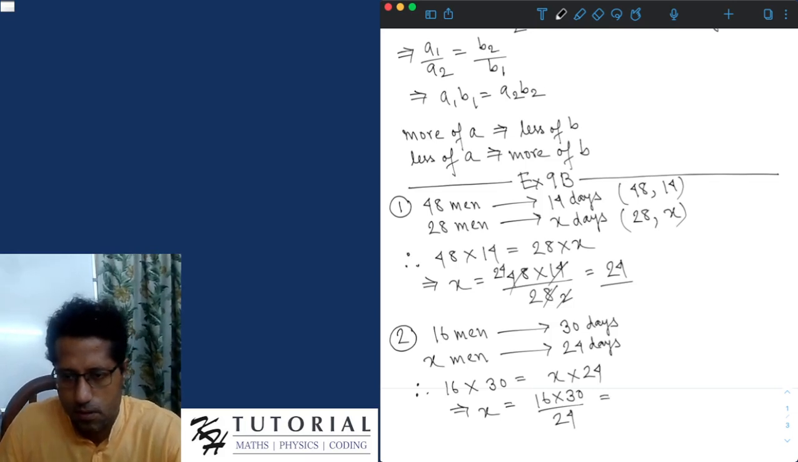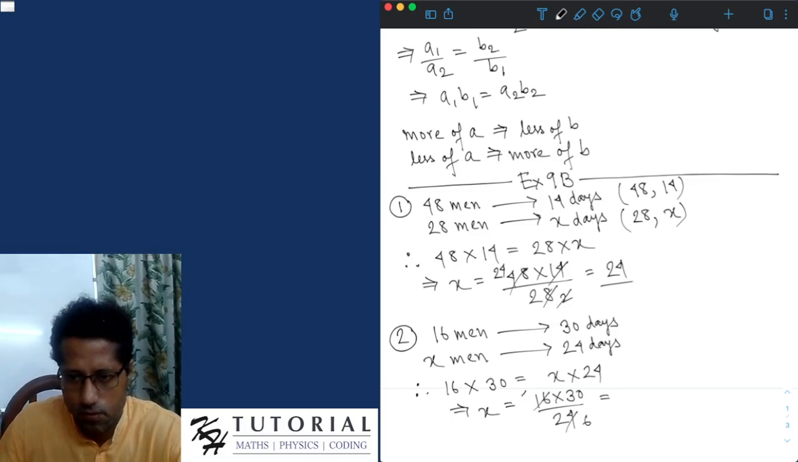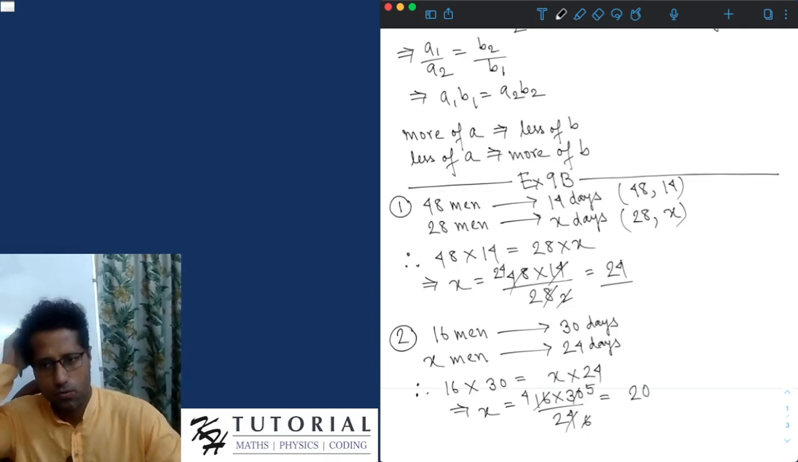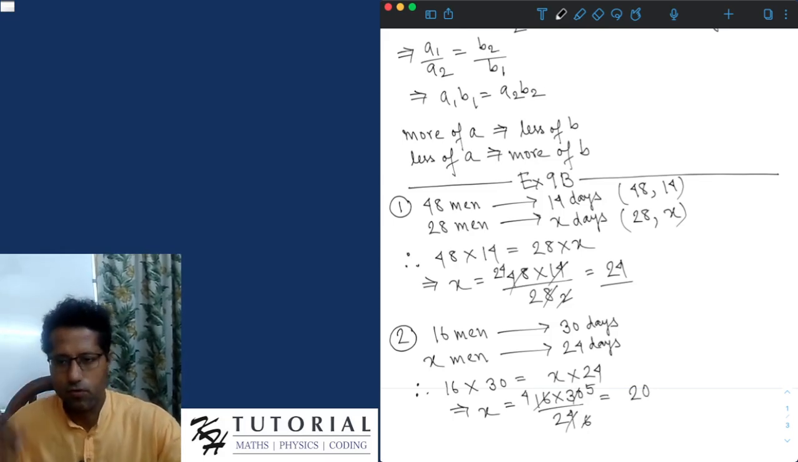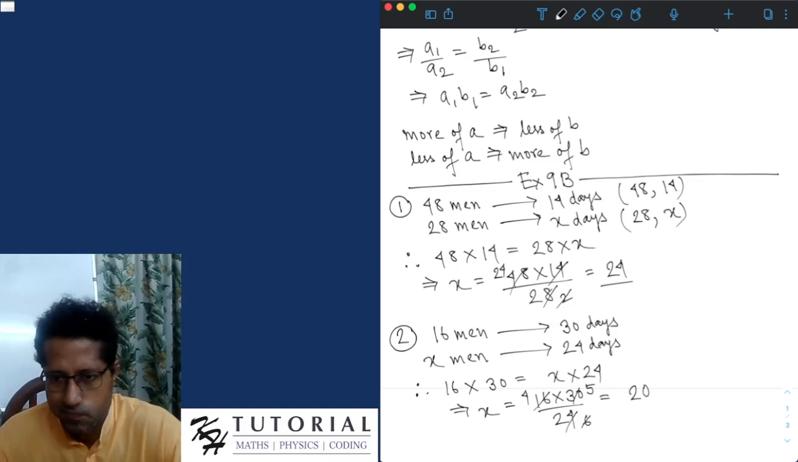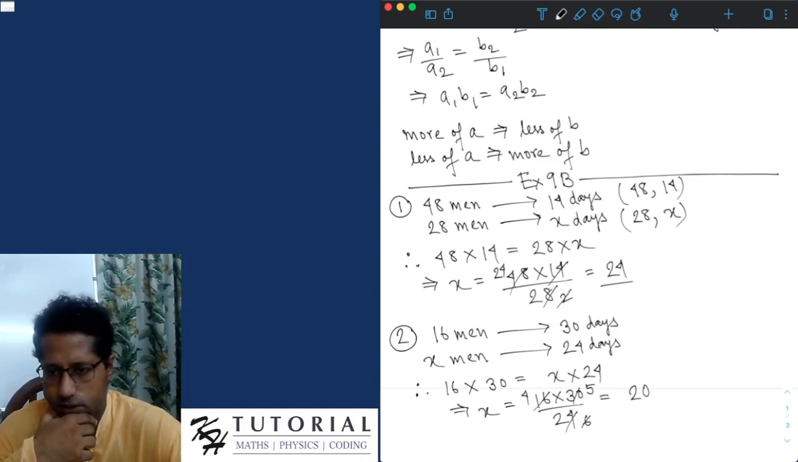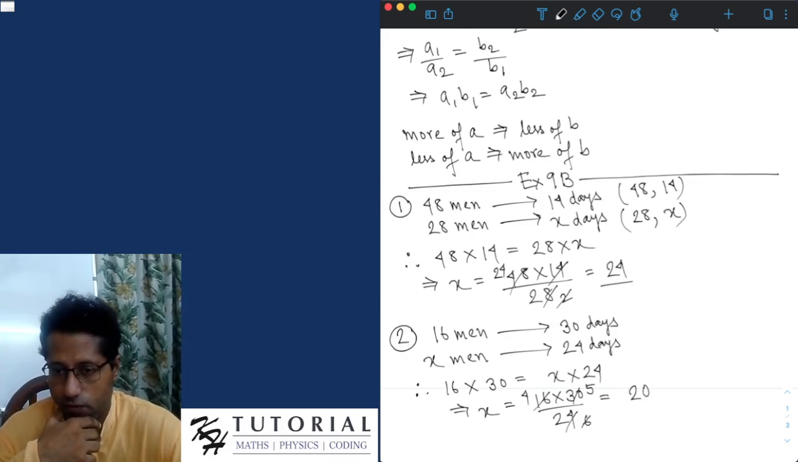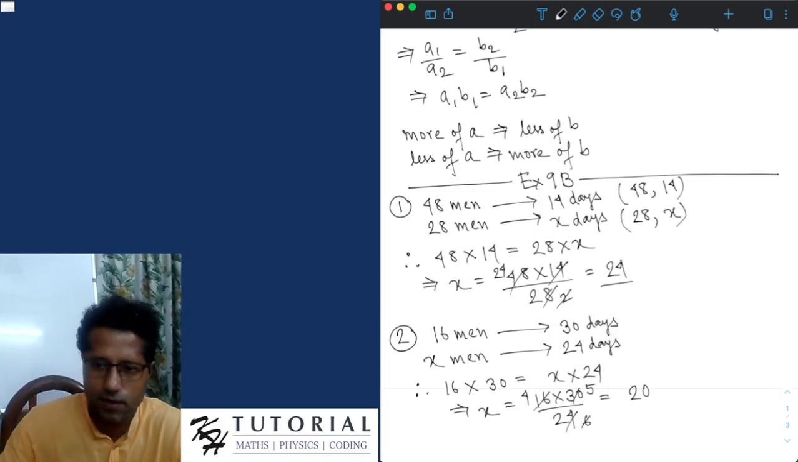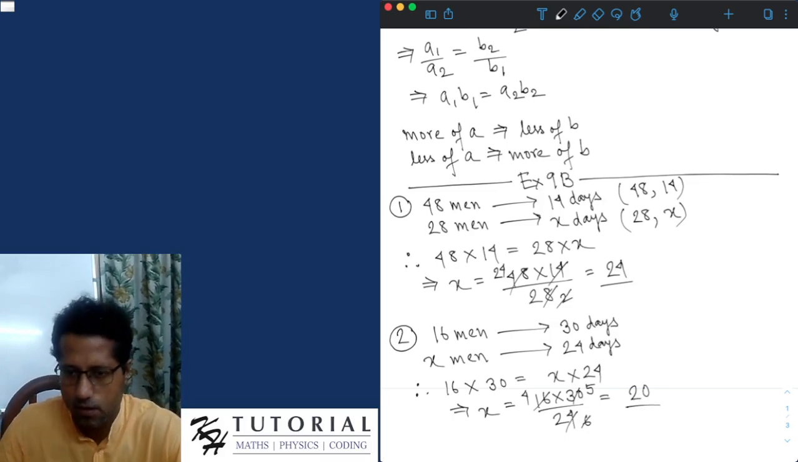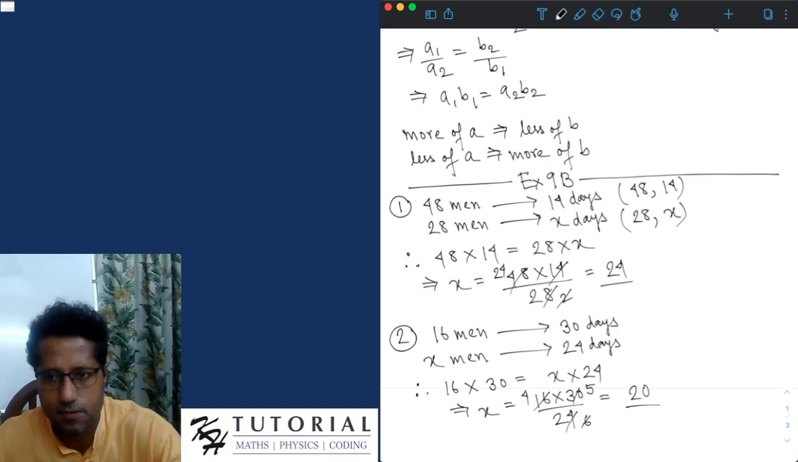This is 20. So 20 men will be required to reap the field in 24 days. Now you can see that 16 men were taking 30 days to reap the field, and if you want to reap the field in fewer days, you have to engage more men. So we have 20 as the answer. So 20 men will be required to reap the same field in 24 days.